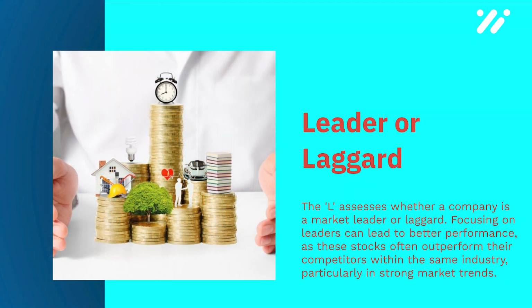The fifth alphabet, L, leader or laggard. The L focuses on whether a company is a leader or a laggard in its industry or sector. O'Neill suggests investors focus on market leaders, as these stocks tend to outperform their peers during strong market periods. A leader is typically a company that is outperforming both its industry and the broader market.